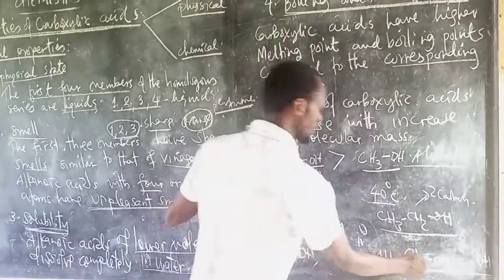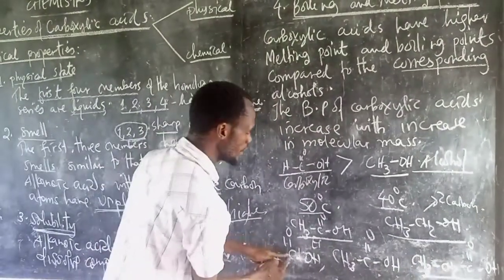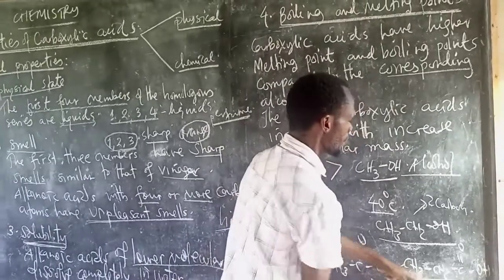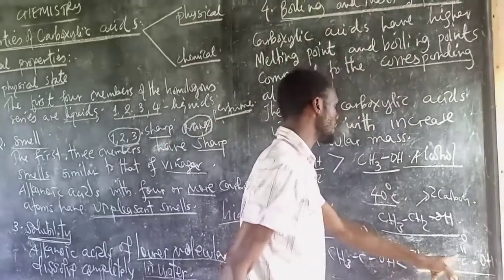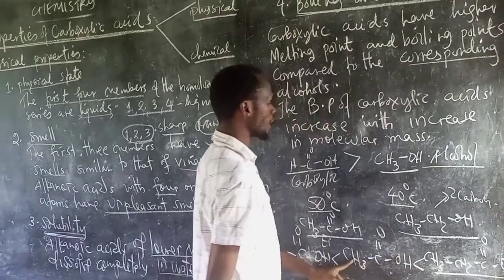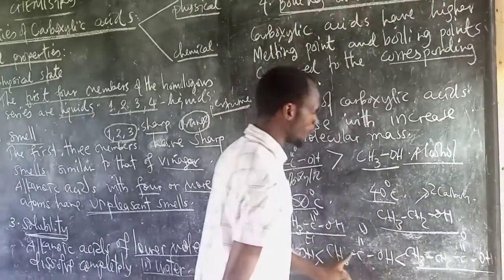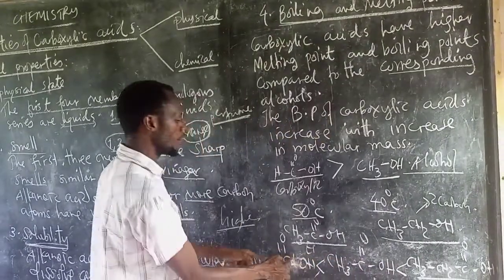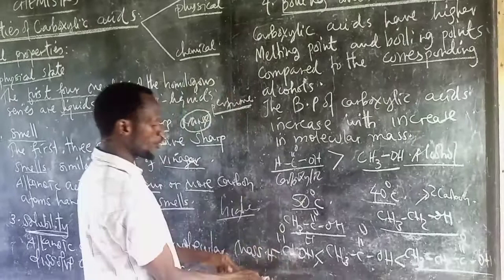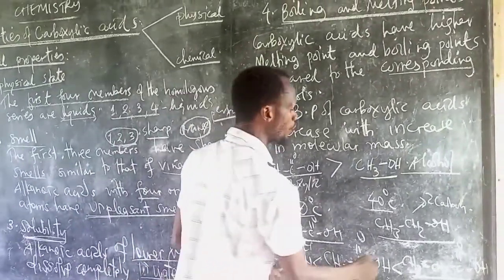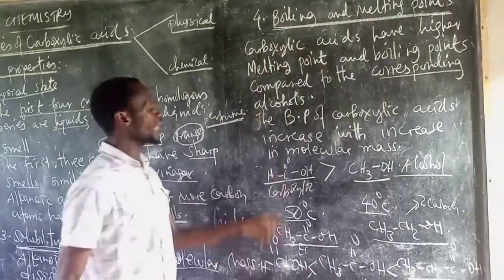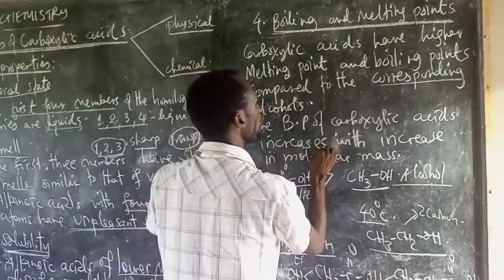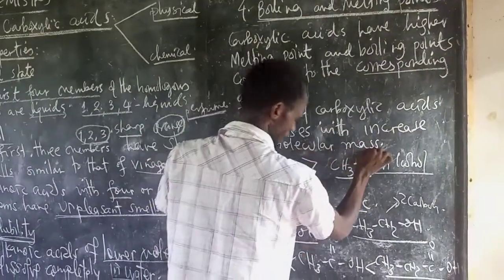Now, this is propanoic acid, and therefore, this is less than this one. And this is less than this one. Means the boiling point of butanoic acid is greater than that of propanoic acid, and the boiling point of ethanoic acid is greater than that of methanoic acid. Why? Because there is a gradual increase or decrease in molecular mass. And that is why we say the boiling point of carboxylic acid increases with increase in molecular mass.